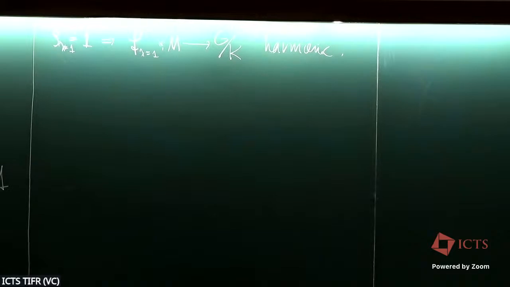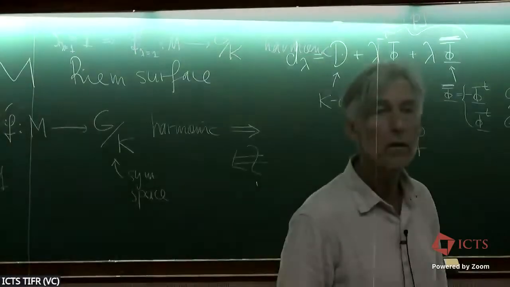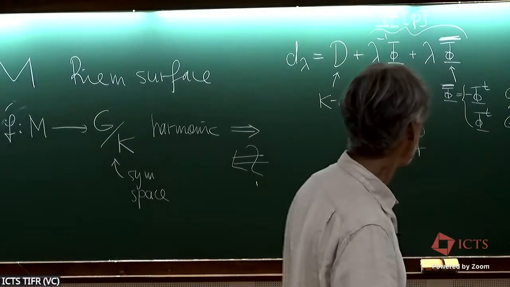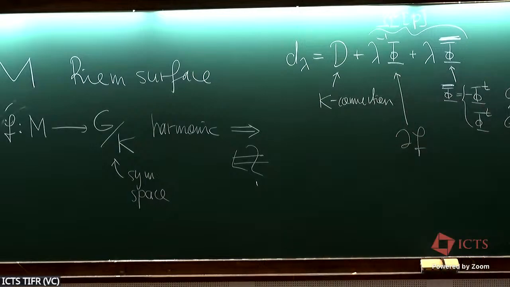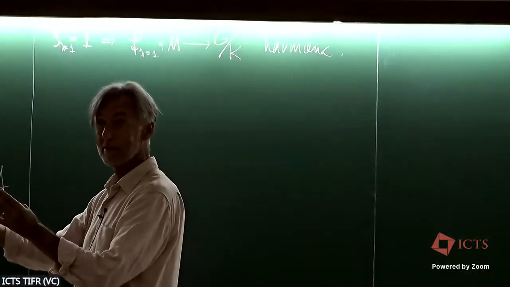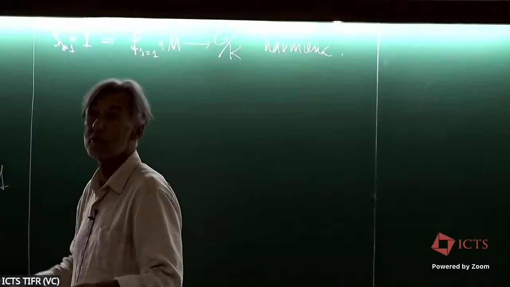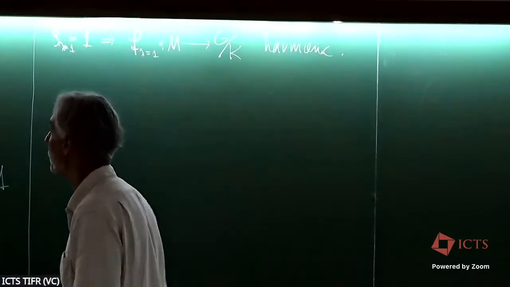Yes, you have a question? Oh, if M is a compact Riemann surface, there are no harmonic maps into non-compact symmetric spaces. Imagine a hyperbolic 3-space as a target. There are no compact minimal surfaces in hyperbolic 3-space.